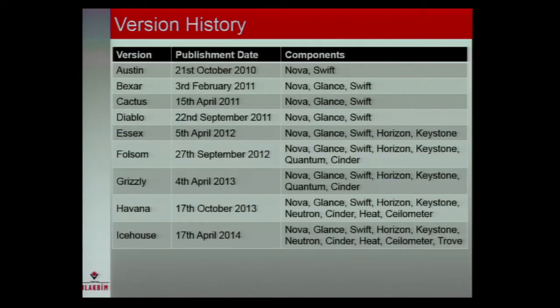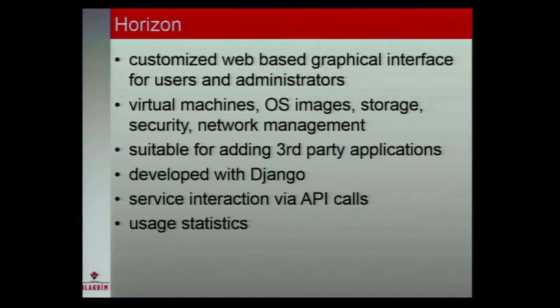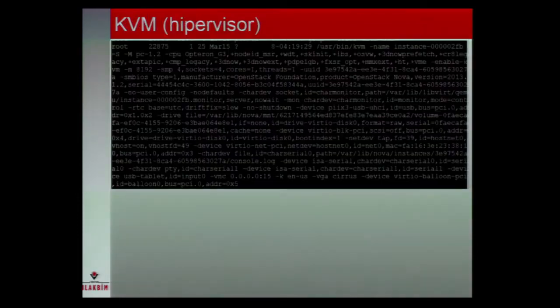This is the version history of OpenStack. It started in 2010 with the Austin version, and now it's at the latest version released last month, and it now has 10 different projects. I will skip these individual slides because of time limitation. You can read these slides from my presentation. If you contact me, I will send the whole presentation.